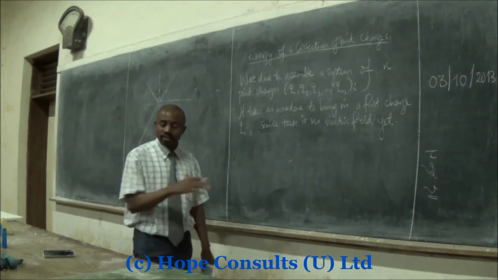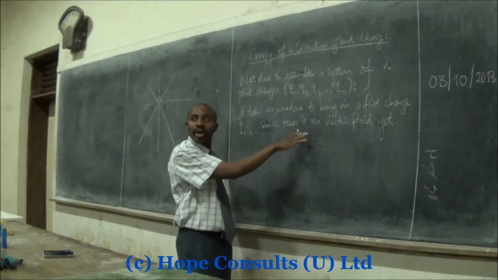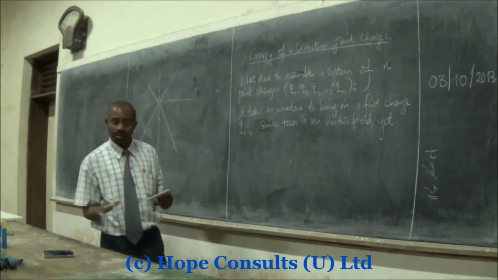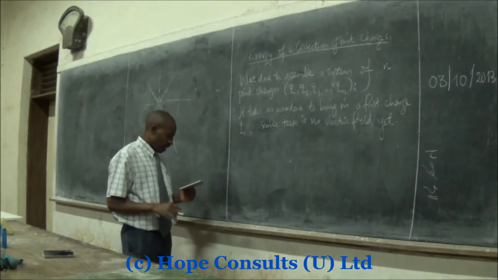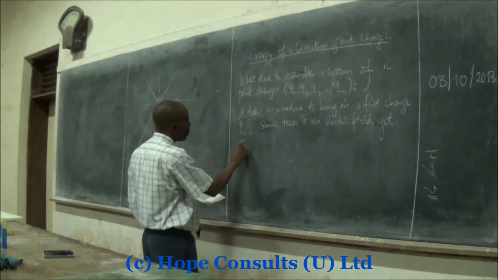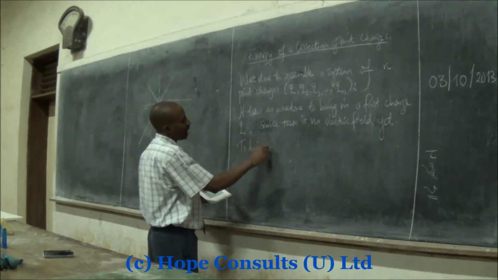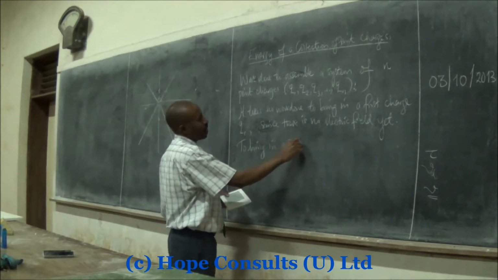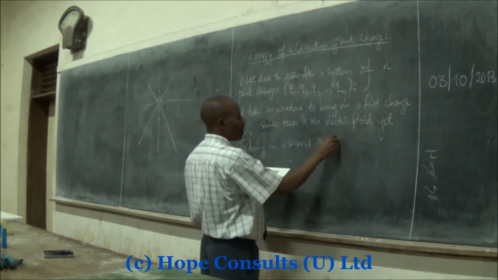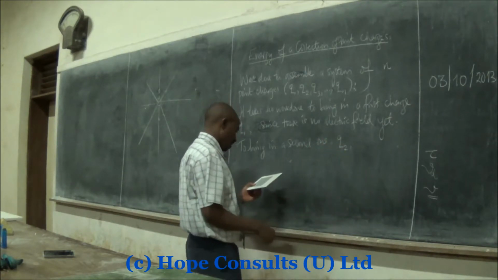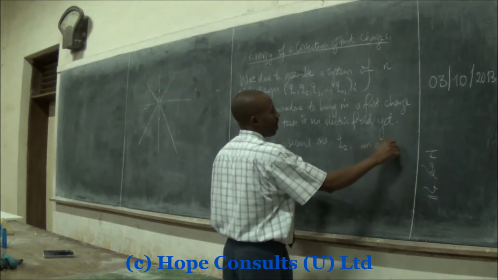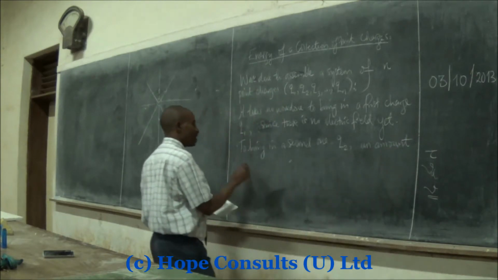So that's why when we are bringing the first one, there is no field yet, so no work is done. But to bring in a second one, which we can call Q2, an amount of work is done.